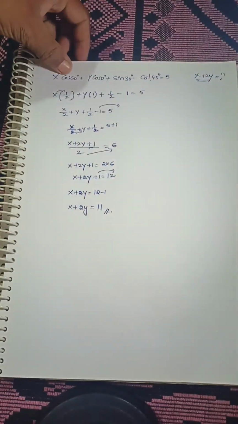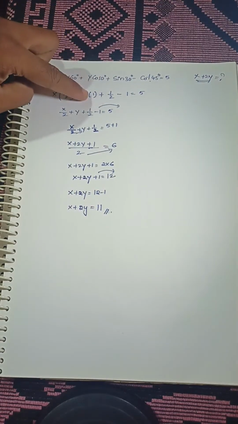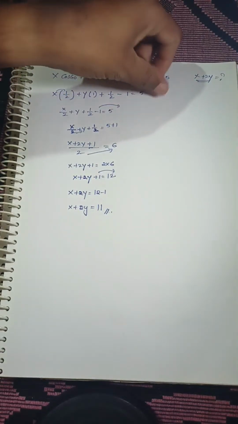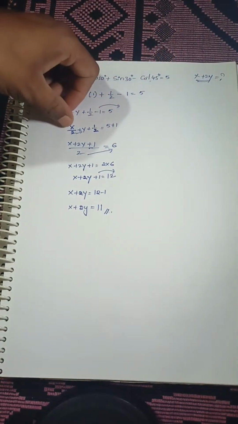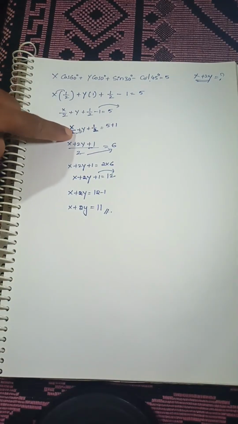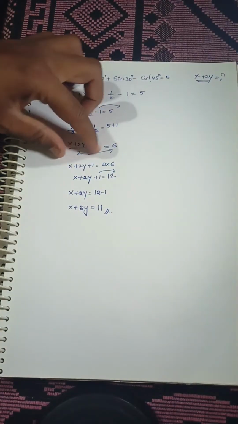See, cos 60 degrees value is 1 by 2, cos 0 degrees value is 1, sin 30 is 1 by 2. Minus 1 we are taking to the right hand side, it becomes plus 1, x by 2 plus y plus 1 by 2. For y there is no denominator, that's why we are doing cross multiplication. After that, for all the values we are getting the denominator 2.